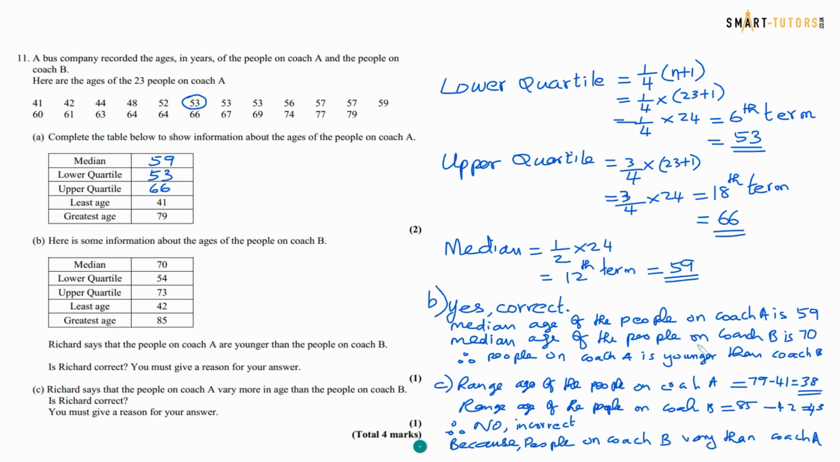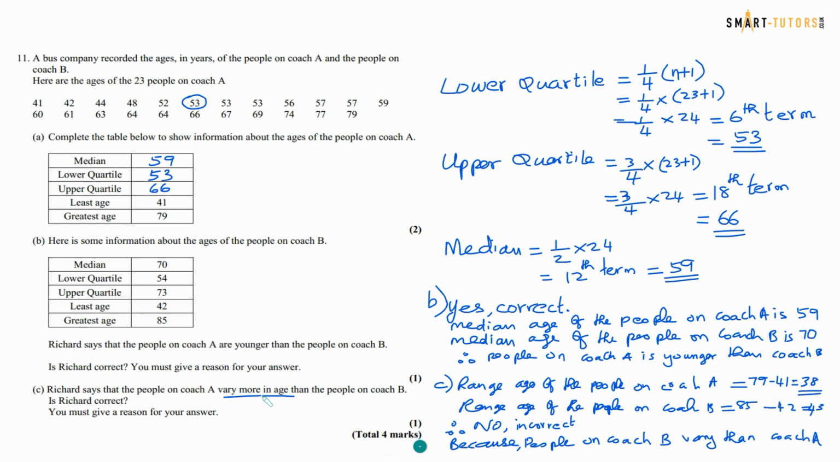Median age of the people on coach B is 70. Therefore, people on coach A are younger than coach B. Part C. Richard says that the people on coach A vary more, meaning more spread, than the people on coach B. Is Richard correct? You must give the answer.